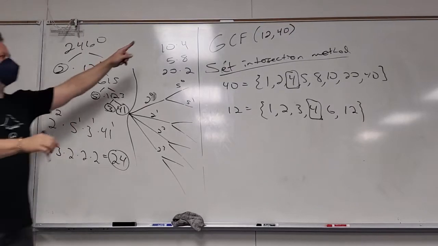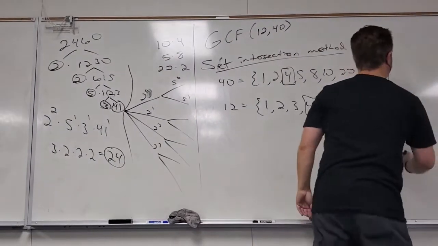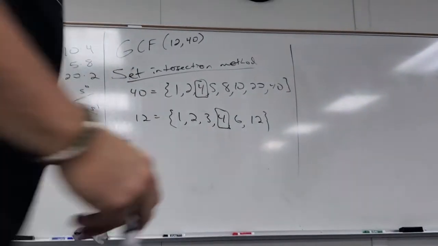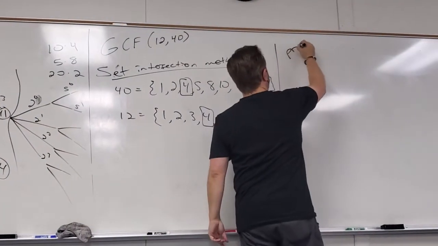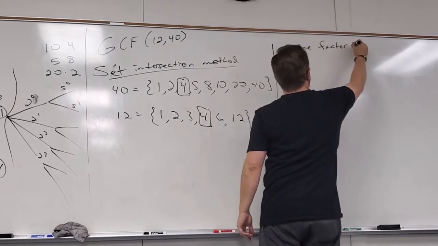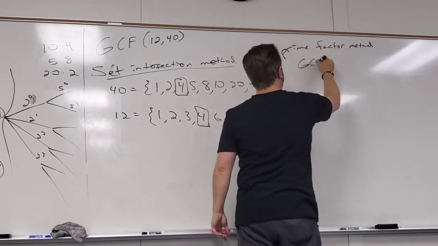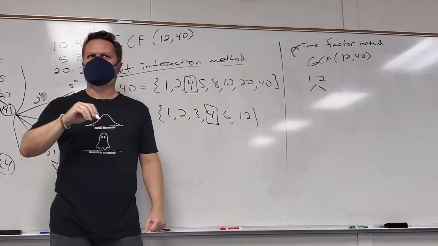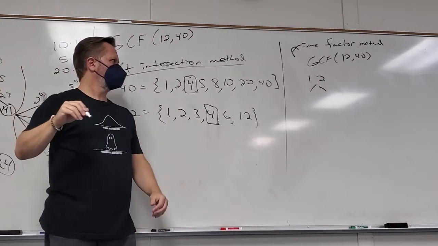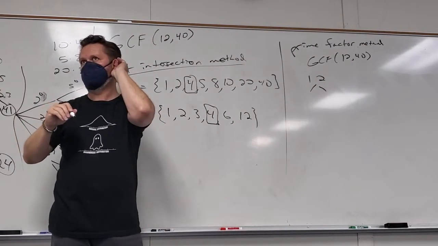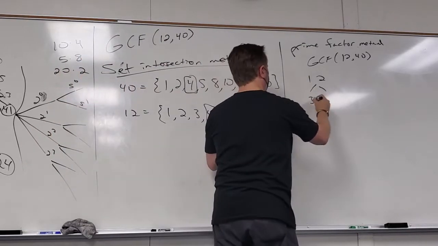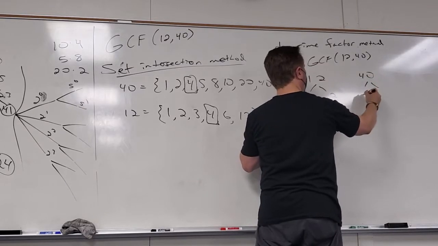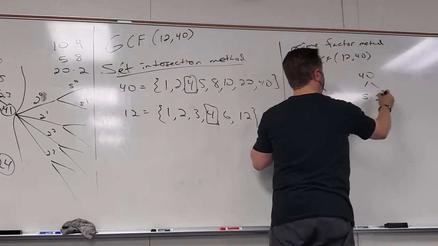So here's a second method. This is just called the prime factor method. It's the same question. So GCF, 12 and 40. Break 12 up. Four, three, so 3 times 2 squared, is that cool? And then 40 is 8 times 5, so we already did it a second ago. 5 times 2 cubed, is that cool?